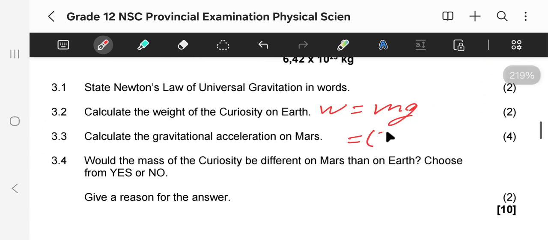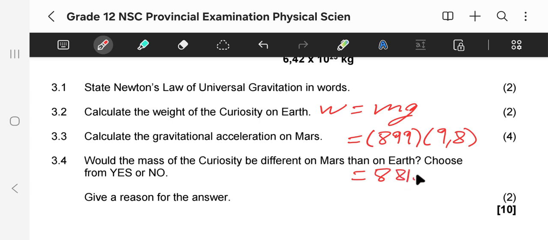899. So I'm going to take that mass, 899. By now we know that g is going to be constant, which is 9,8. We'll say 899 multiplied by 9,8, and the answer we are going to get is, if we punch this on the calculator, it's going to be 8,810,2 newtons. And this is going to be our answer for 3.2.